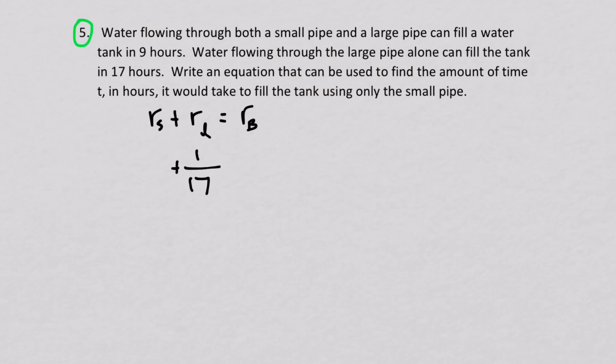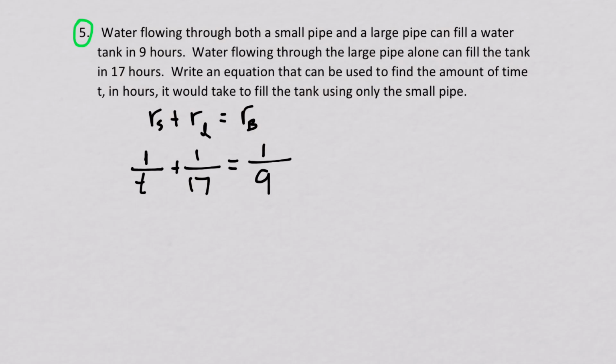Basically, how much can it fill? 1 tank. How long does it take it? 17 hours. That's its work rate. For both of the pipes together, they can fill 1 tank, but much faster than 17 hours. Together, it takes them 9 hours, right? That's right here. Both the pipes together can do it in 9 hours. So that's the combination of both pipes. For the small pipe, that's what they're asking us about. So how long would it take the small pipe to fill 1 tank? We don't know. We'll call it T. And there's your equation.